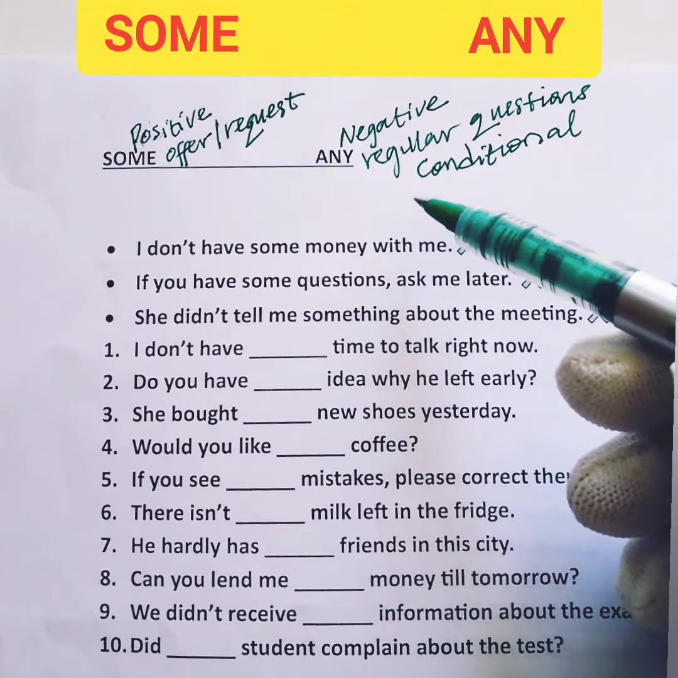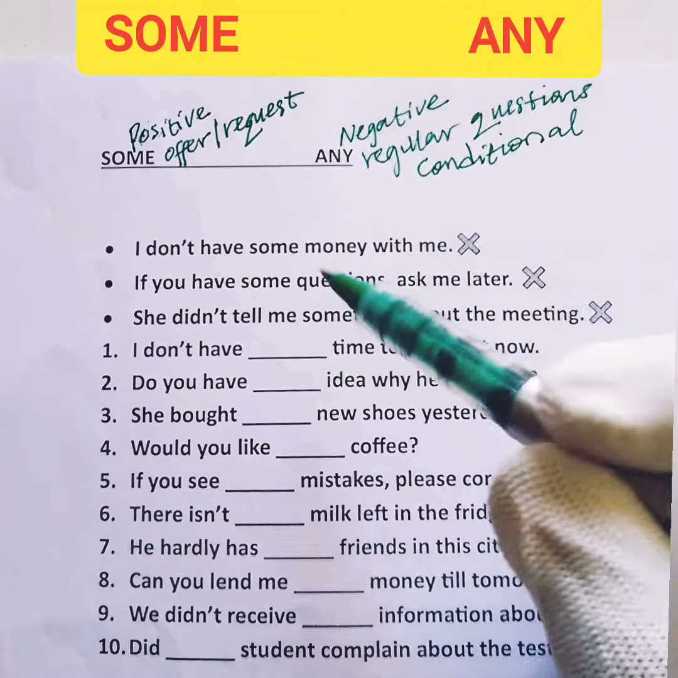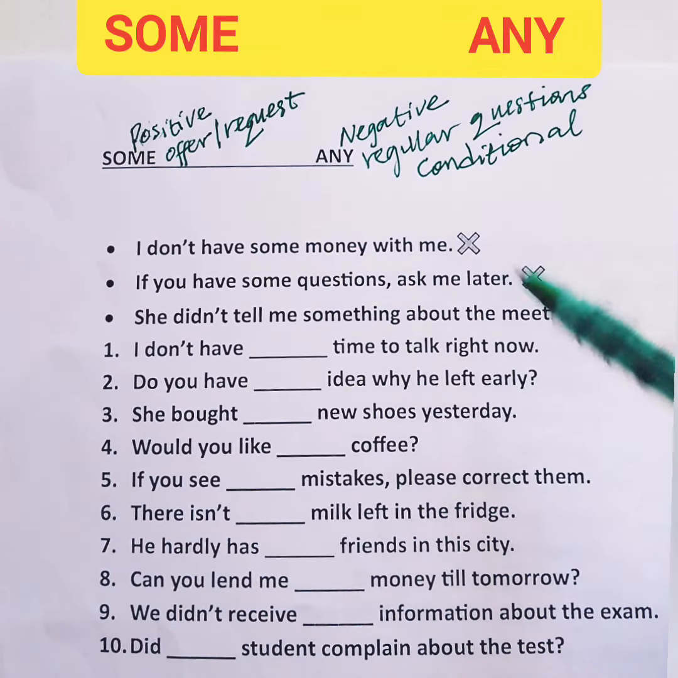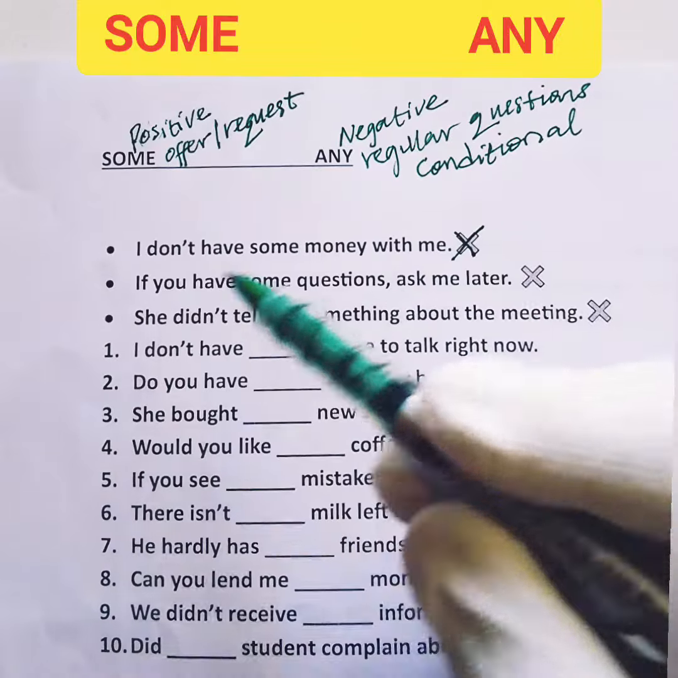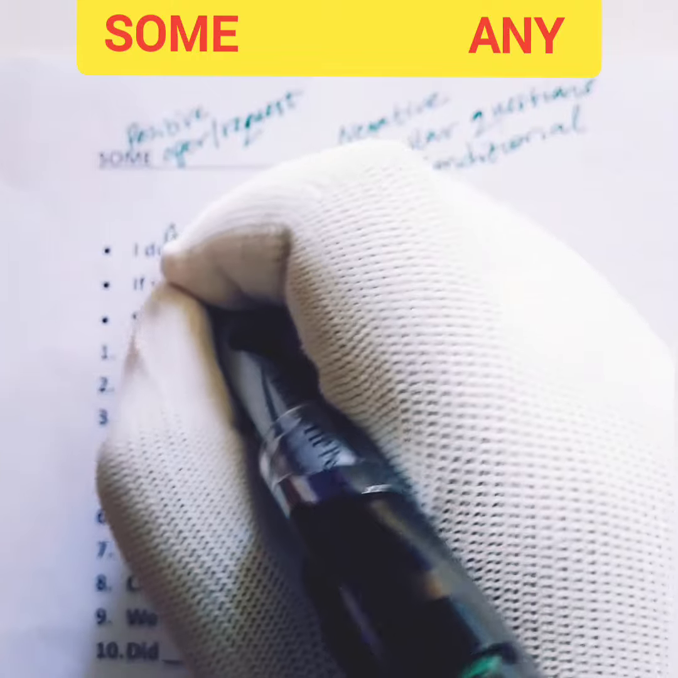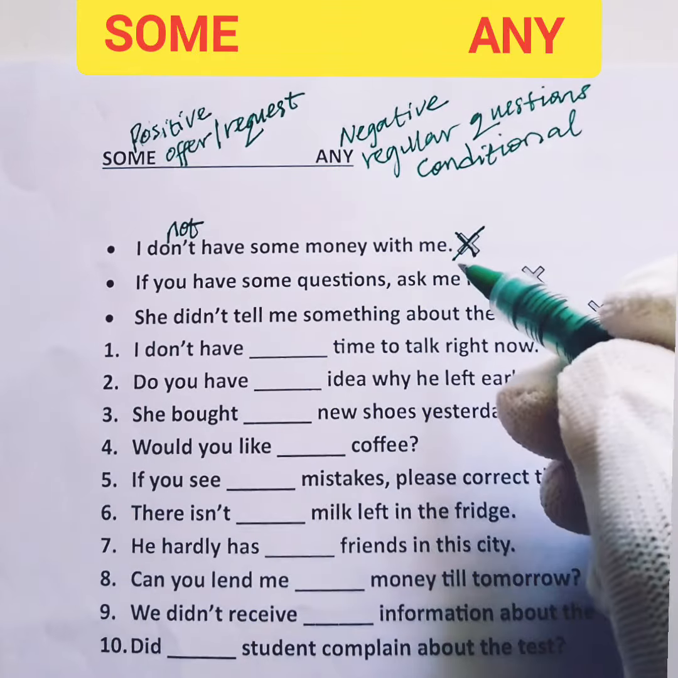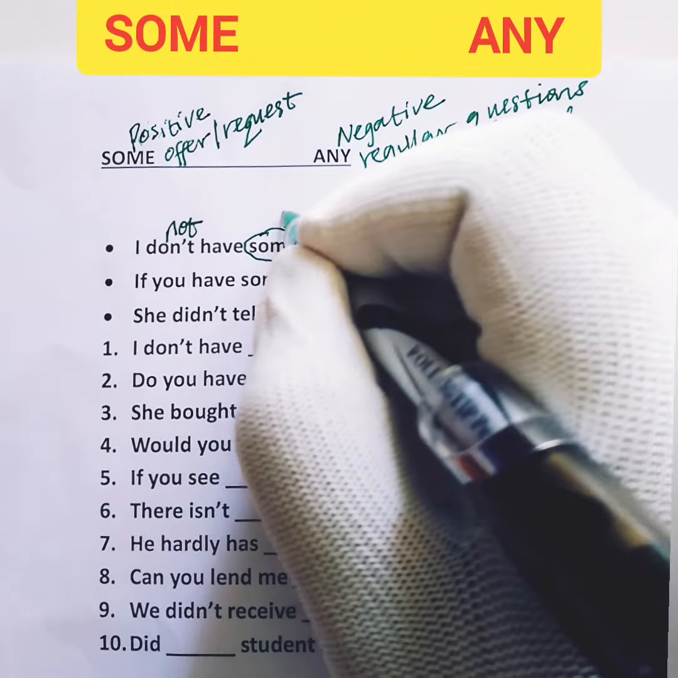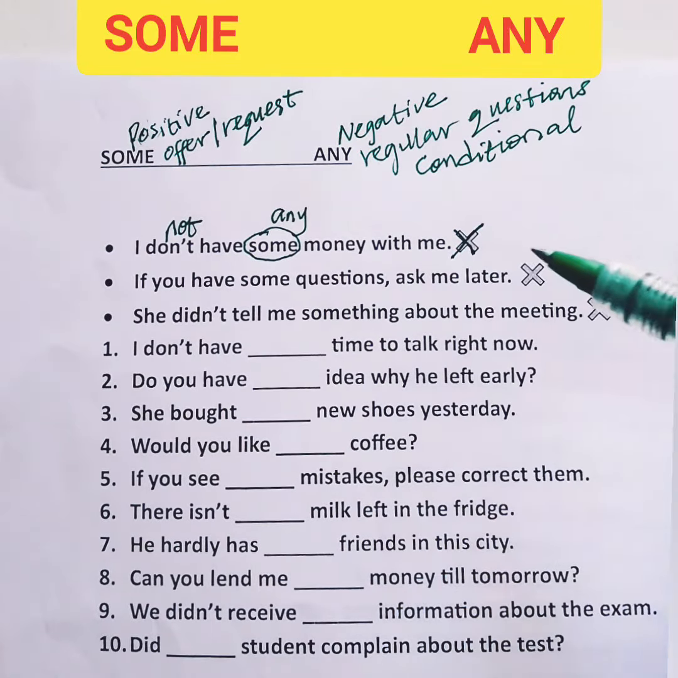Okay, with this information, let us identify the grammatical mistakes in these sentences. I don't have some money with me. This sentence is grammatically wrong. Do you know why? This makes the sentence negative. Anytime you have not in a sentence, that sentence is negative. Okay, so when expressing a negative sentence, do not use some. Instead, use any. I don't have any money with me.